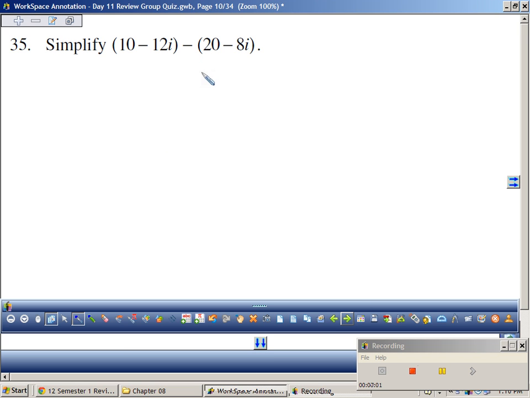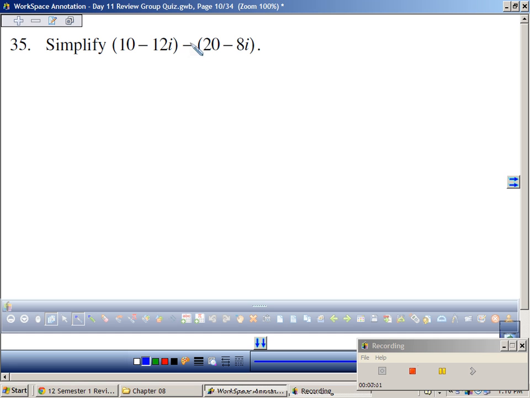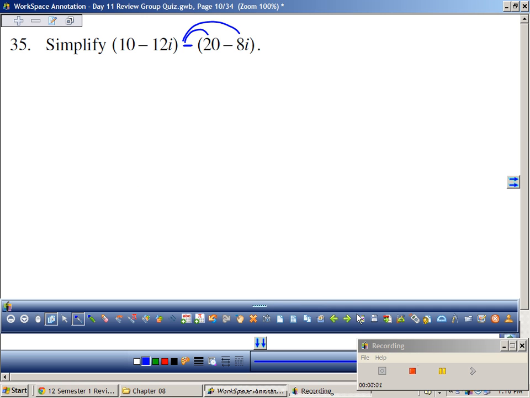Can I use an area model with this one? No, because this is not multiplication. Area models are for multiplication, right? This says the opposite of everything inside here. So I would distribute the negative and then combine my terms. Moving on.